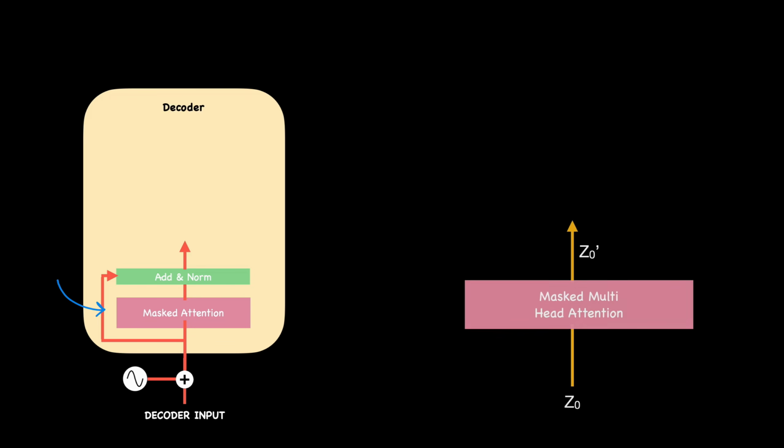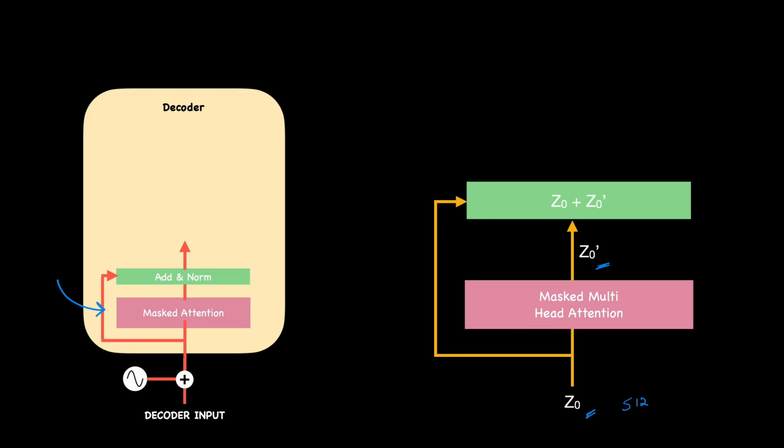So let's say the input of the masked multi-headed attention is Z0 and its output is Z0 dash. Both of these are going to be of the same dimension, 512. So we can easily perform an element-wise addition between them. So this add part is basically the element-wise addition of the input to masked multi-headed attention to its output. These kinds of skip connections or additions are known as residual connections. These residual connections help us to stabilize the training of the model.